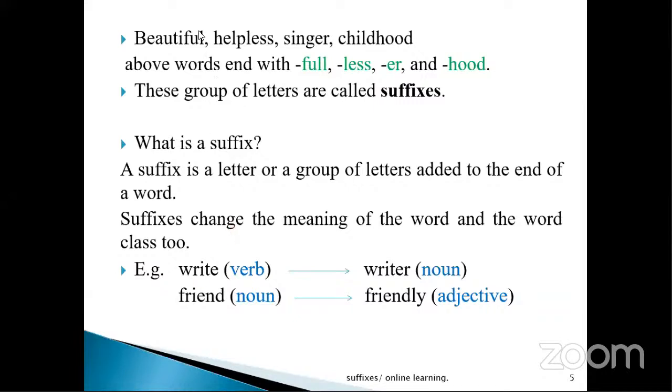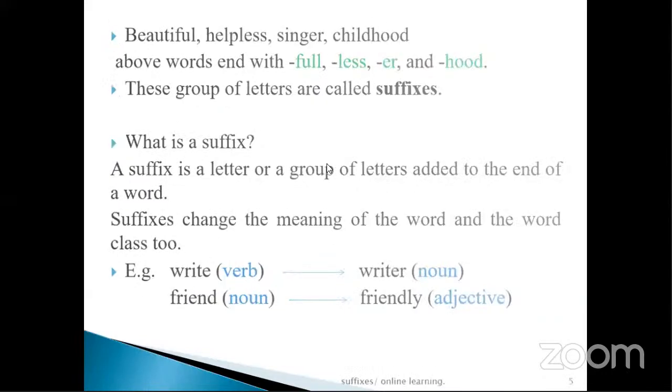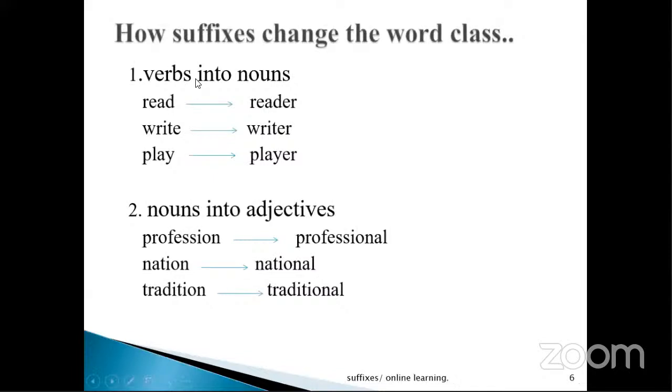So there we learned the suffixes can change verbs into nouns, right?